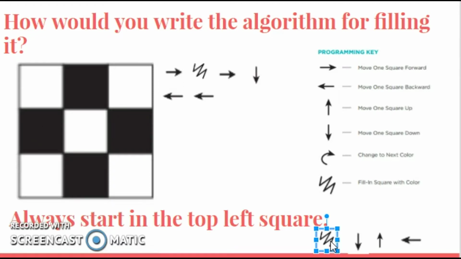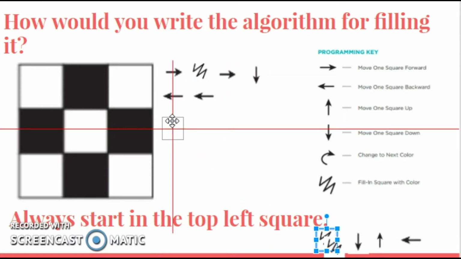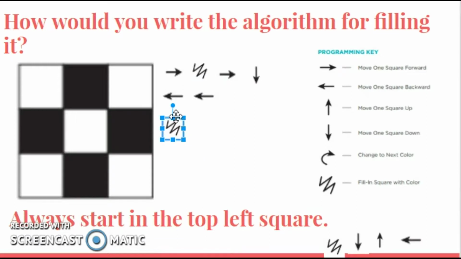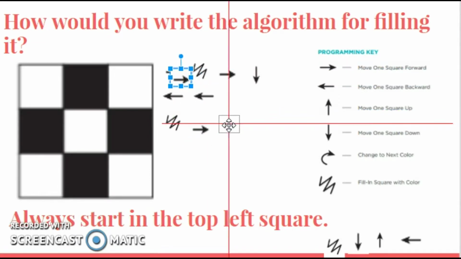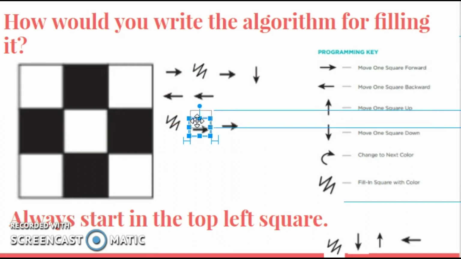So let's go ahead and duplicate this one and bring it up here. Okay, so now we're going to fill this one in. Okay, and then we need to move forward one block and then another block, and then we'll fill that one in. So let's do two more move forwards, and I accidentally grabbed that one, so I'm going to do two move forwards here. So let's move forward one and move forward two. And I'm going to try to get those a little bit more aligned here.